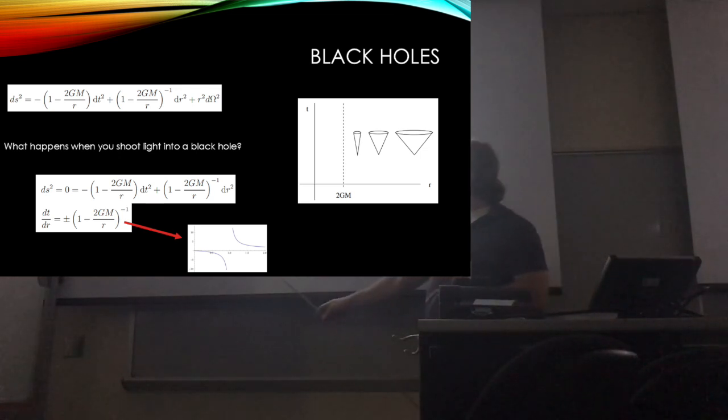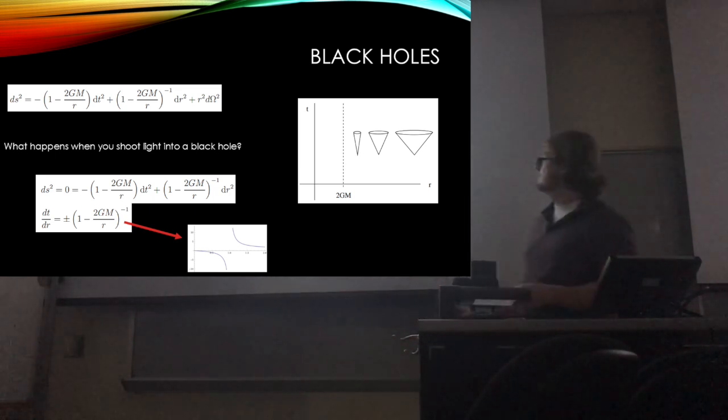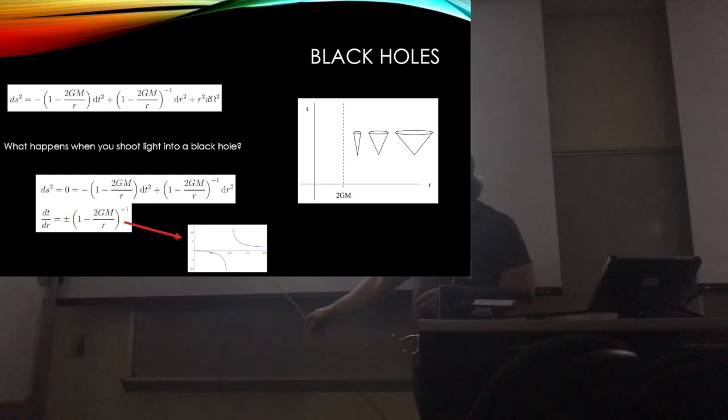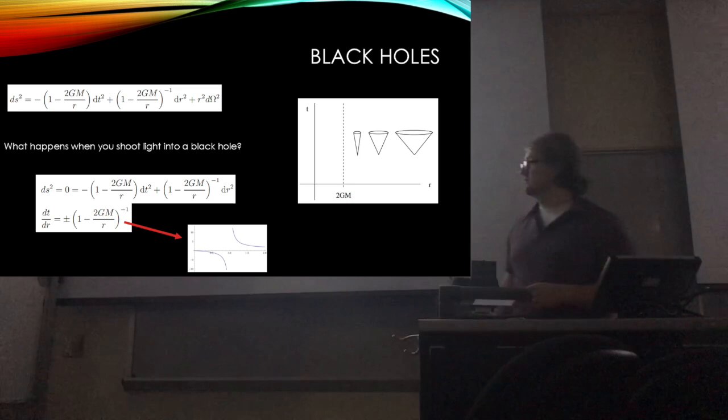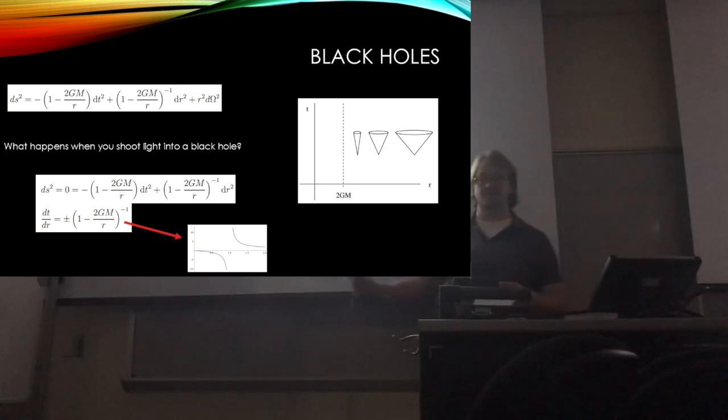In that case, we have this equation here, which we can just solve for dt/dr. Remember, dt/dr is the slope of the light cone in the t-r plane. And this whole quantity here, (1 minus 2GM over r) to the minus 1, is graphed here. You see that as r approaches 2GM, it goes to infinity. This term gets very large, which means that the slope of the light cone gets very, very large.